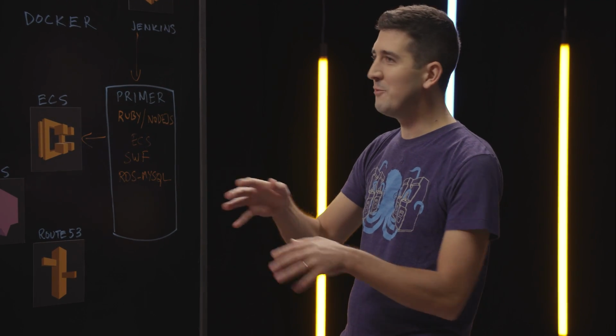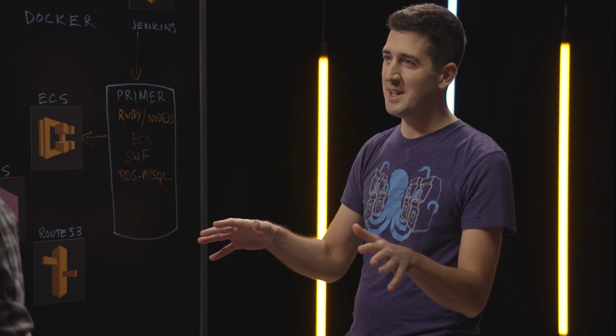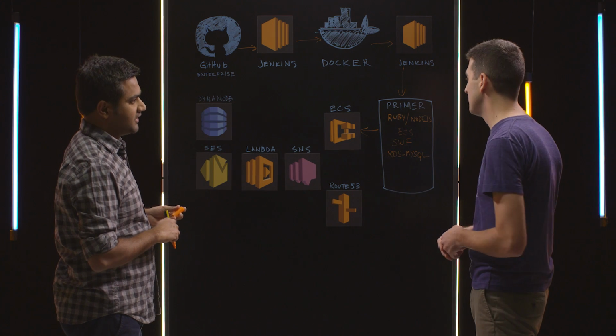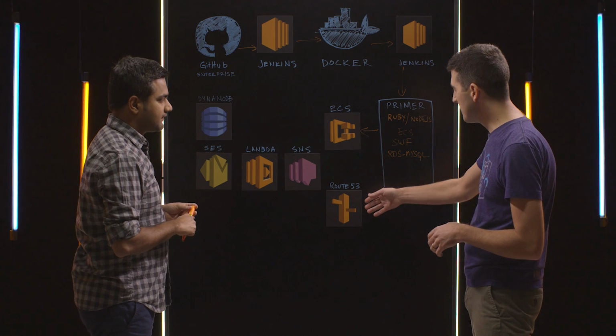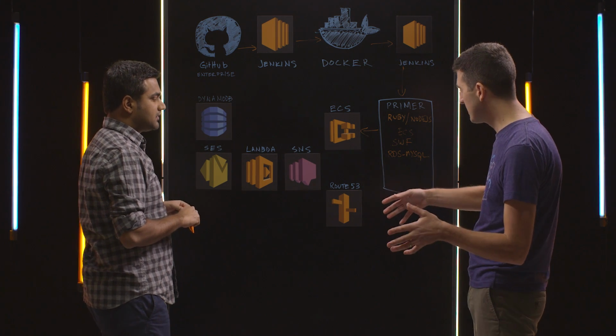That's cool. So the developer doesn't even need to know really about the inner workings of ECS. It takes care of that for them? Yes, it does take care of all of it for them. So you have Route 53 down here. What is that for, blue-green deployments, or how are you using that?